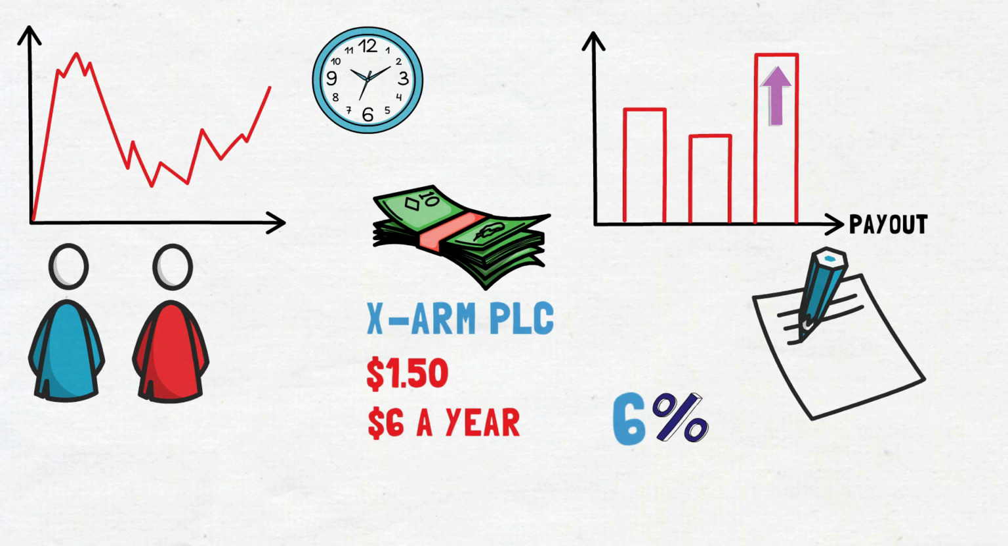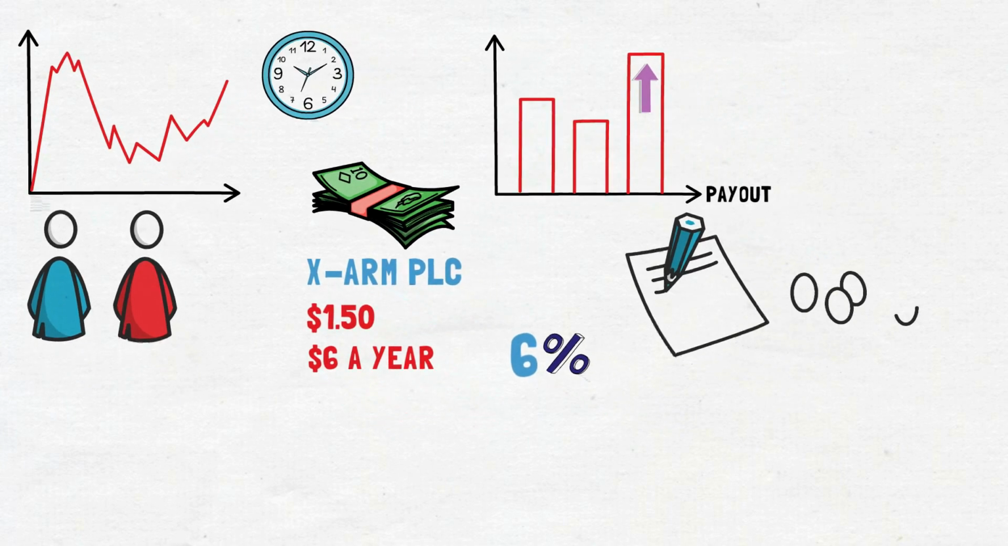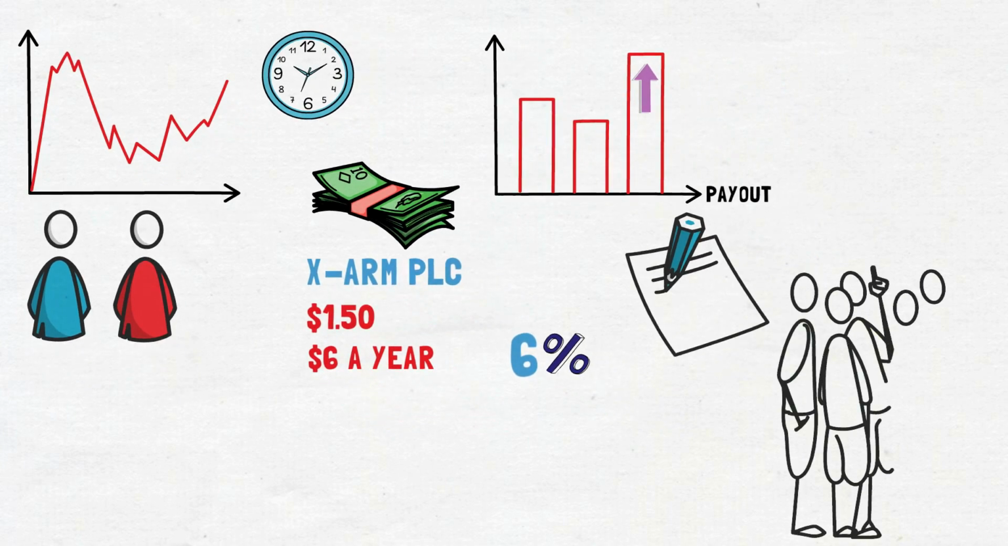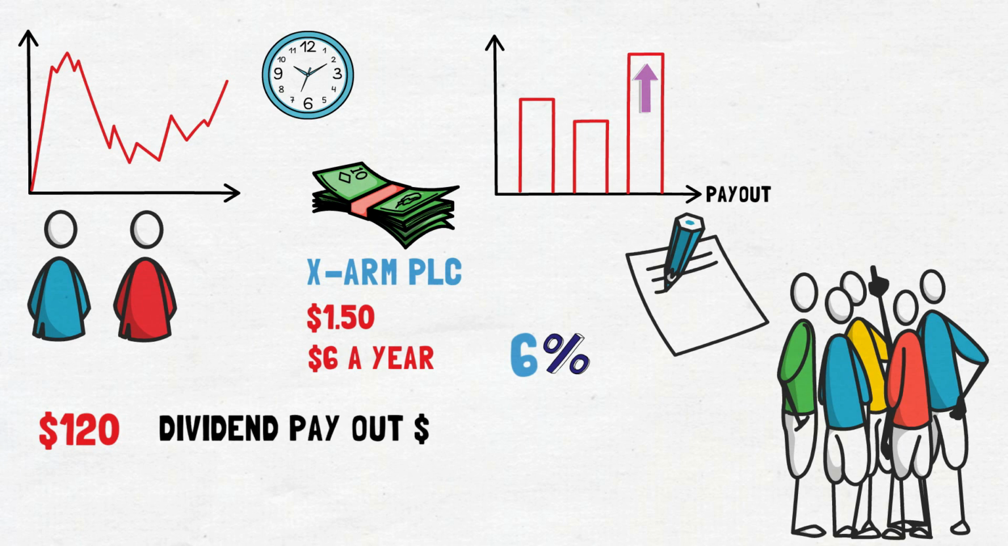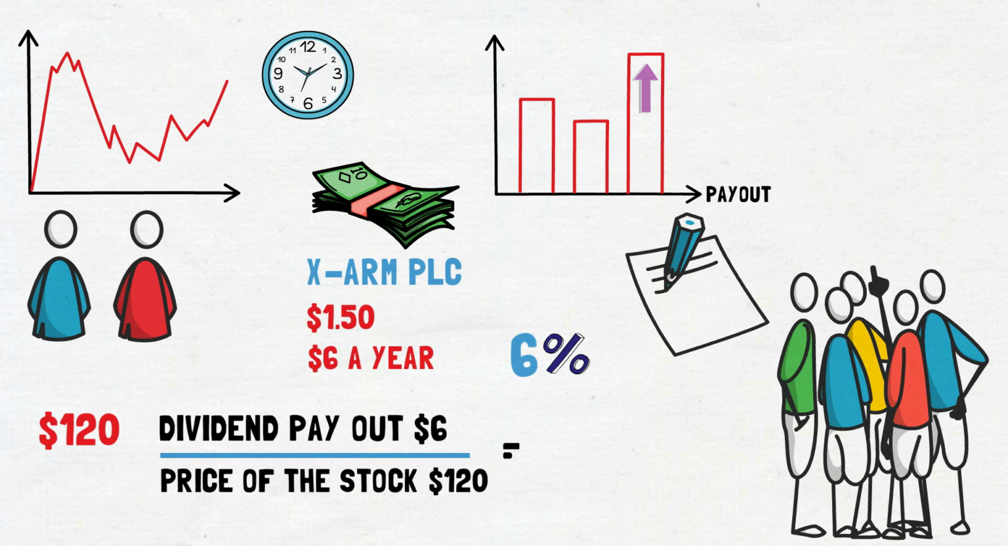Perhaps investors see this rise in dividends and the lucrative defense contracts with the US government, and they think they want to be part of the company and invest in it. So if there are more buyers than sellers, the price of the stock will rise. If the stock rises to $120 due to investors' excitement about the prospects of XARM PLC, now the stock has a dividend payout of $6 and the price of the stock is $120, so we divide 6 by 120 and we're back at that yield of 5% for XARM PLC.